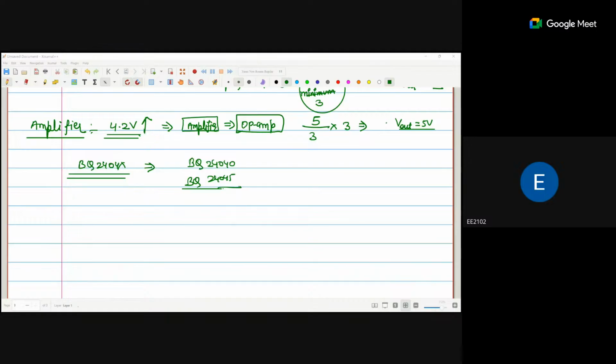In the LiPo battery charger module we require a charging IC, that is the BQ24049. The professor will discuss this datasheet. That is all about week 9. If you have any doubt, you can ask.